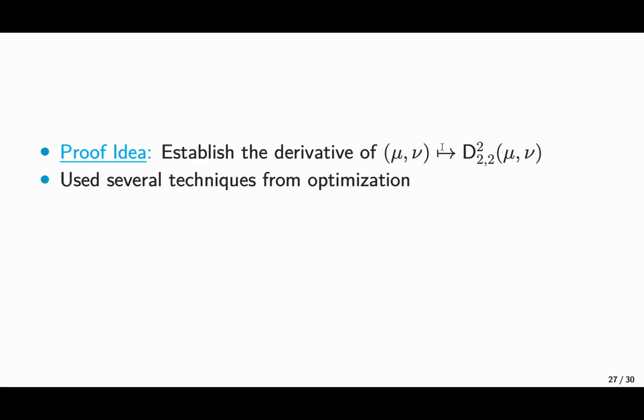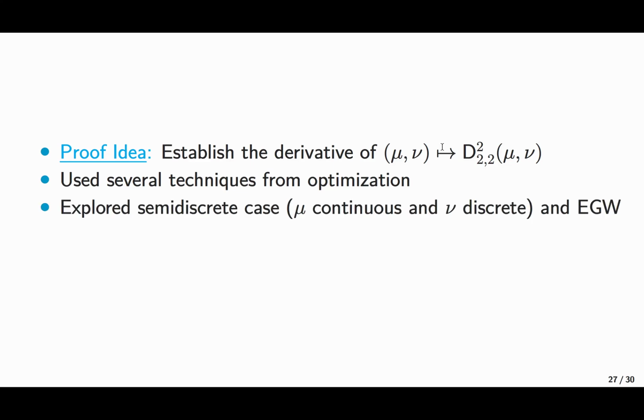Actually, what we did is first to find the Hadamard directional derivative. To do so, we first find the upper bound and lower bound, and to find the upper bound, we did some relaxation and then showed that this relaxation is tight. And then we needed several techniques from optimization to really show that these two bounds match in the limit.